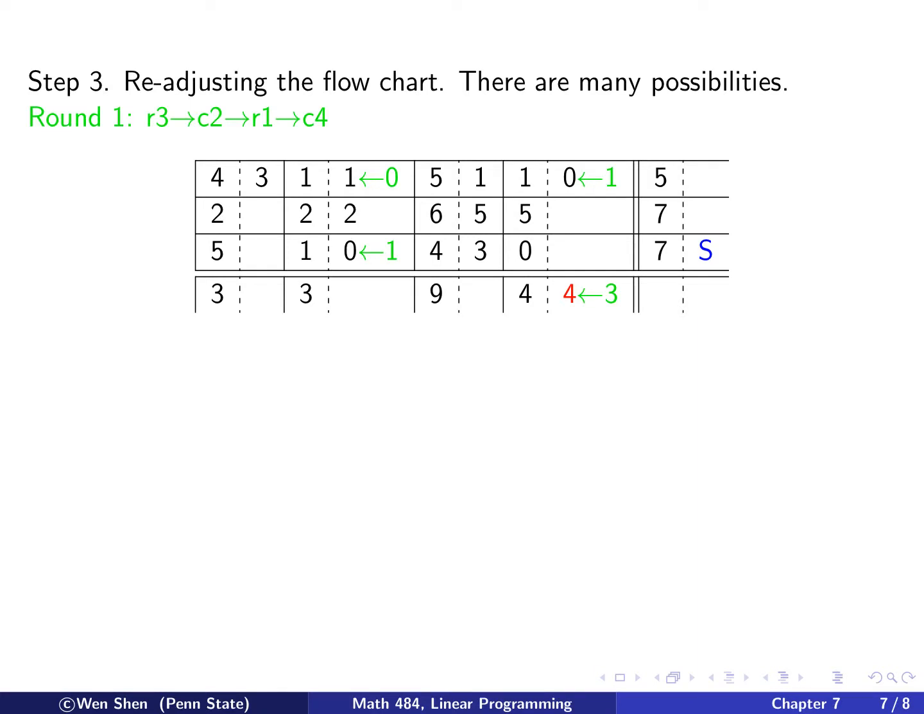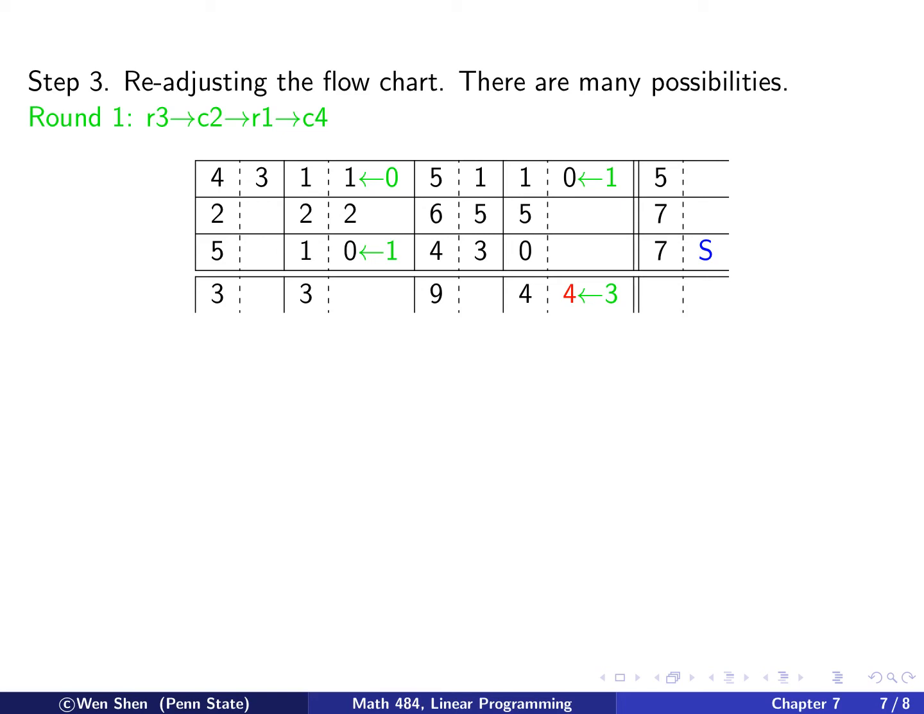Okay, step 3. So here is the tricky step. It can take several rounds of iteration. Here we will try to readjust this flow chart. The goal is to try to move some surplus eventually into destination 4, which still has a demand not met. Okay, and how do you do this? Well, you just have to look at it and see if there are any adjustments you can make. And usually there are many possibilities. So let me explain what I mean by that.